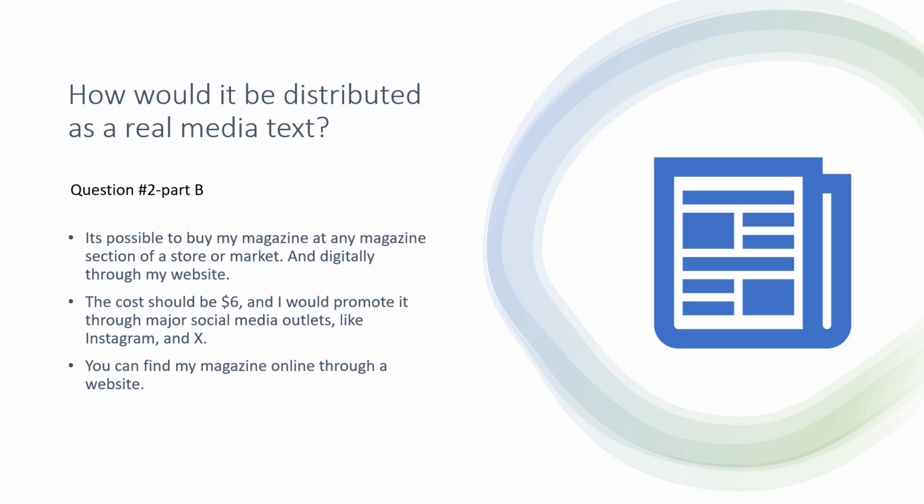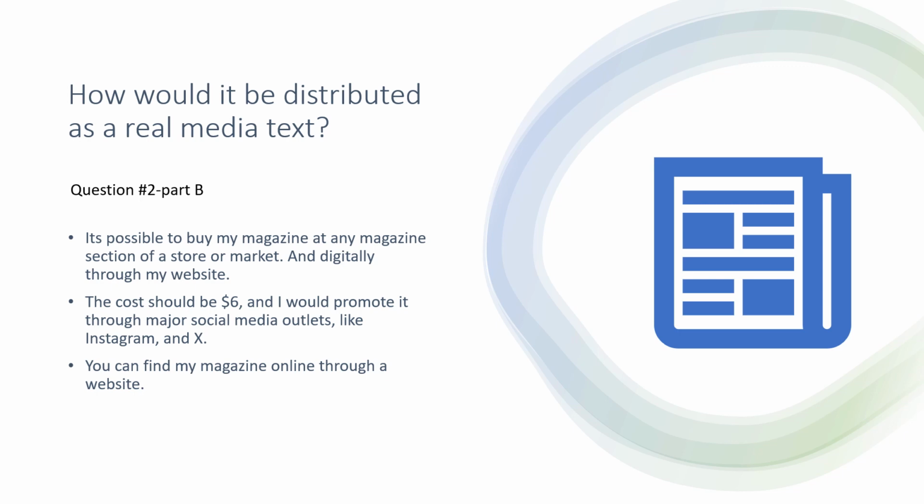And to that end, I am thinking of distributing it both digitally and physically through retail stores like Walmart or Target, where you can find magazines up at front, or digitally through an online website connected to my magazine. You can also find it sometimes on social media. I'll have an account on major social media outlets like X or Instagram. So with that, my magazine should be as accessible as possible to any viewer.